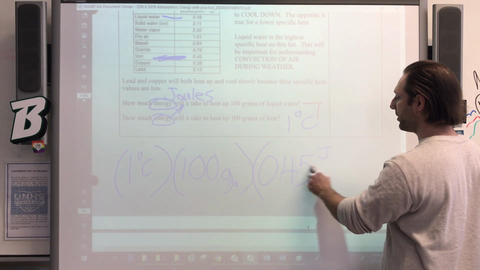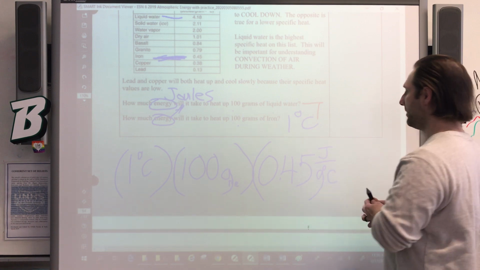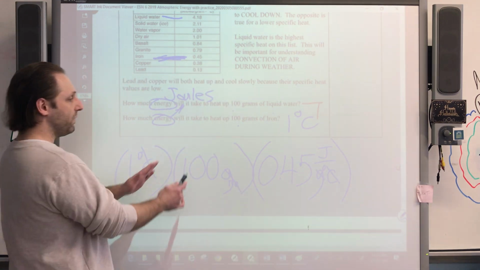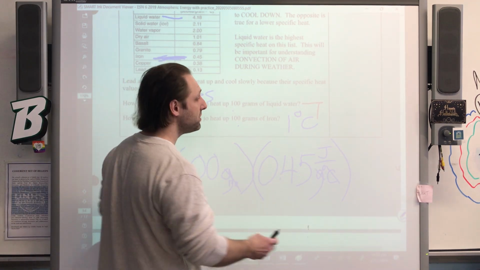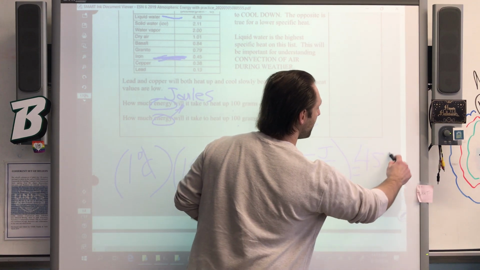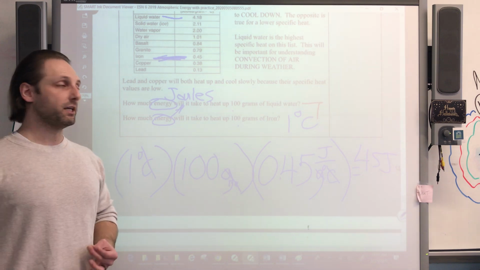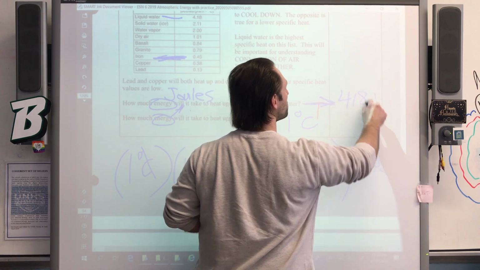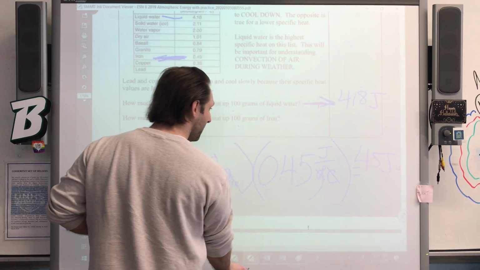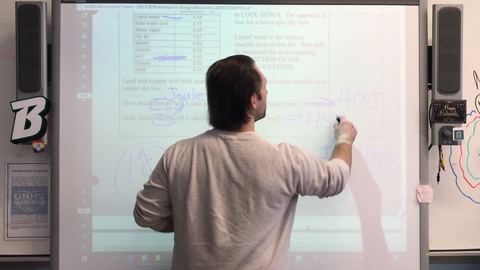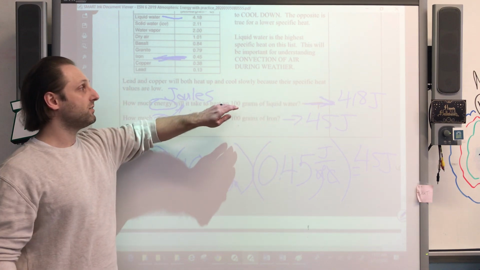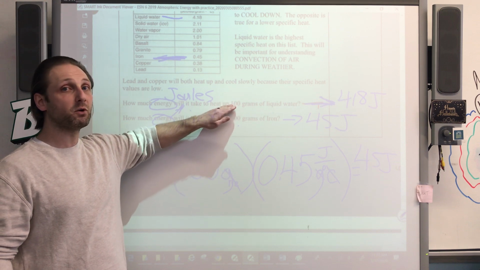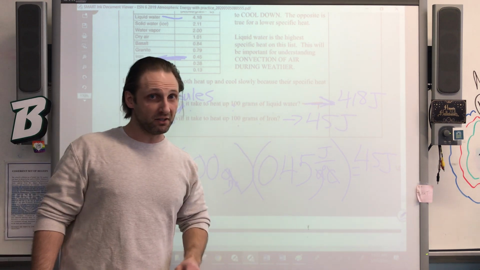0.45 joules per gram degree C. Right? So if we go through and cancel out the units, we have 100 times 0.45 joules. So we should end up with 45 joules of heat energy. The original first question was 418 joules, and the iron ended up being 45 joules. This gives us proof that it takes more energy, in this case almost 10 times more energy, to heat up 1 gram of liquid water versus heating up 1 gram of iron.